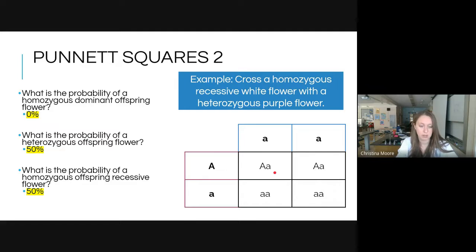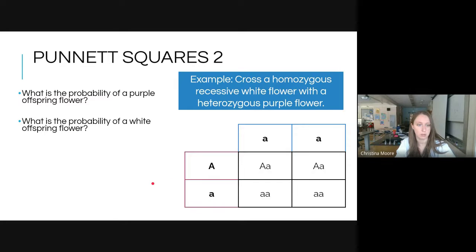The final one is that there is a 50% chance of homozygous recessive. It's because these bottom 2 boxes fit the genotype. That's how we can tell the probability of things from Punnett squares.